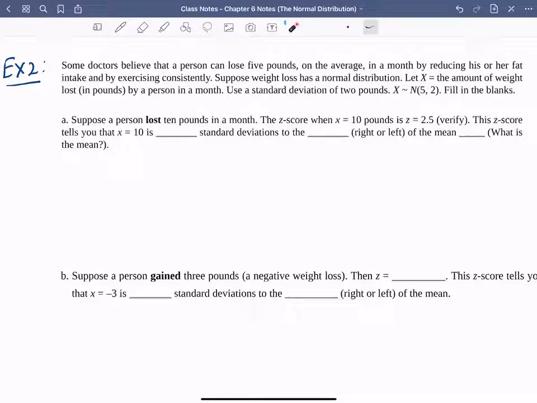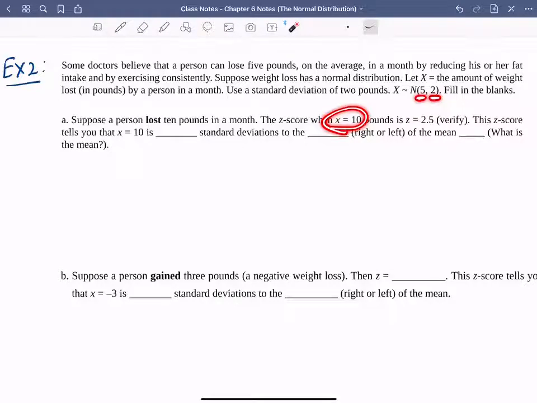So A says, suppose a person lost 10 pounds in a month. It says the z-score when X is 10 pounds is 2.5. So it wants us to verify this. Before we move any further, let's verify this. How do we verify this? Well, we know that our X is 10, our average is 5, and our standard deviation is 2. So there are 3 of those variables that we need to find our z-score.